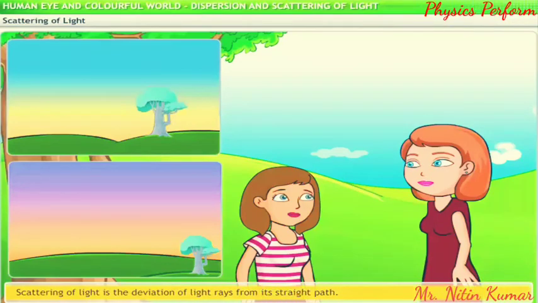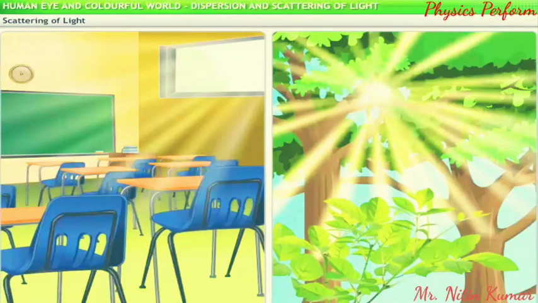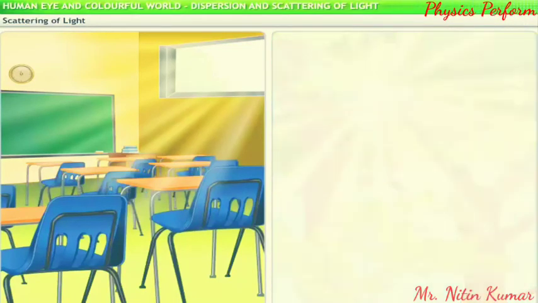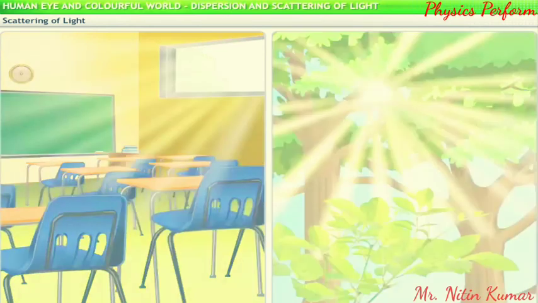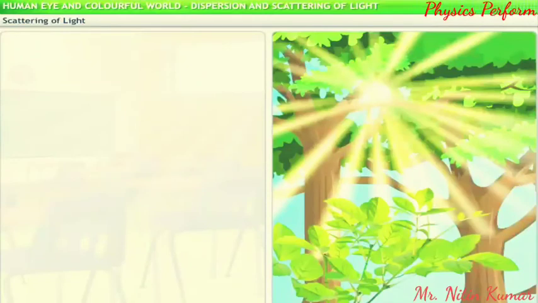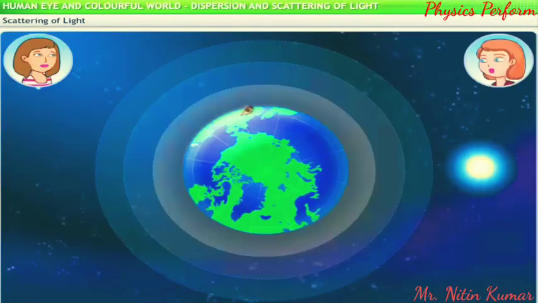Scattering of light is the deviation of light rays from its straight path. Almost all objects scatter light. That is, they reflect light rays incident on them. But some objects scatter light of some specific wavelengths, like the white ray of sunlight from the ventilator of your classroom or the golden hue in the forests.